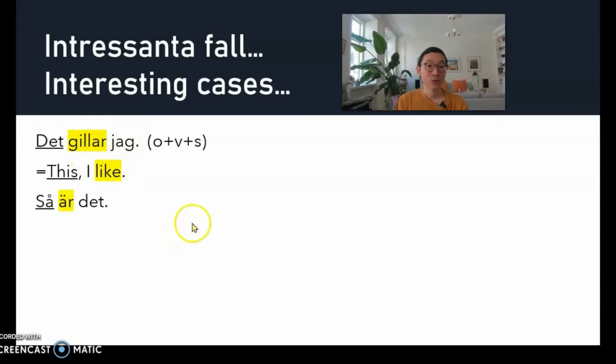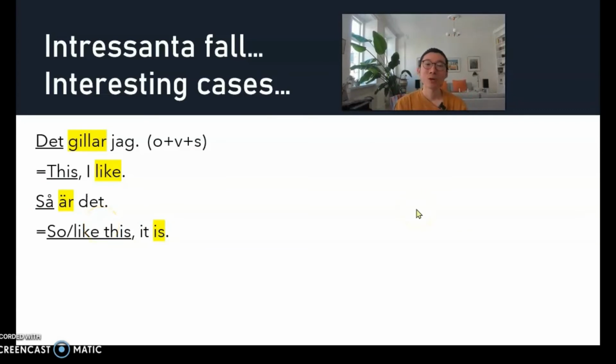I svenska kan du också säga, så är det. Så är det. Det är samma struktur, it's the same structure. Så is the object or the adverbial. In English, it's so it is, or like this it is, or it is like this, which is probably more commonly used in English. It is like this. It is so. Men på svenska kan du säga så är det.